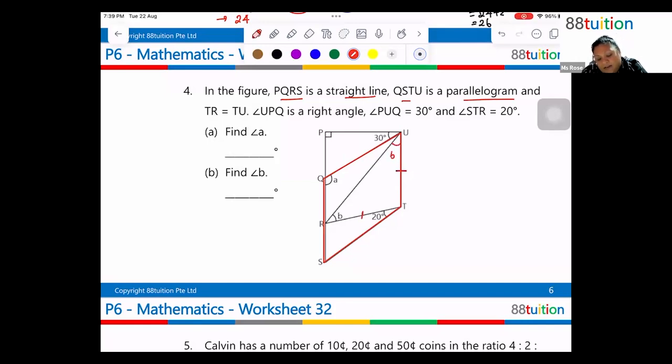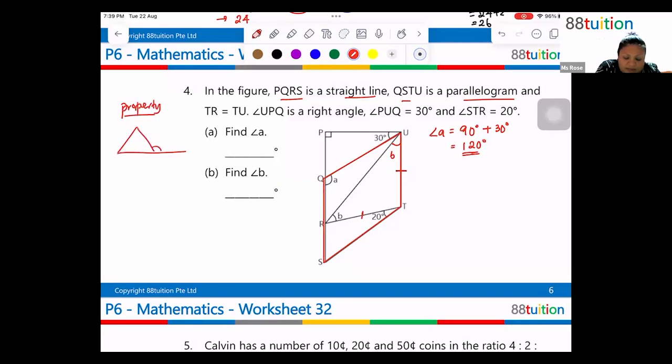Now, I want to find angle A. How do I do that? I just have to take 90 degrees plus 30 degrees to give me 120 degrees. So why is angle A 120 degrees? What is the property here that we're using? We're using the property of the exterior angle. A and B make the exterior angle.